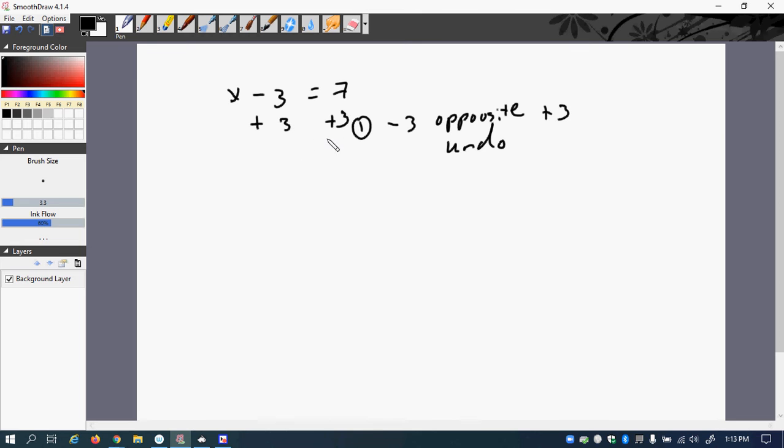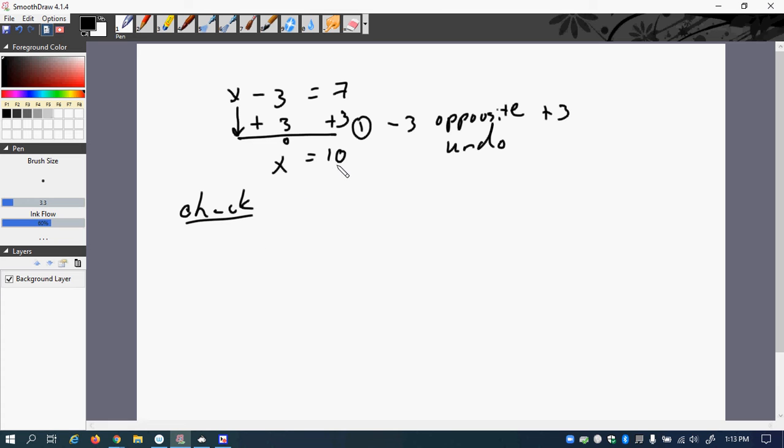Okay, let's look at a different problema. We have x minus 3 equal 7. Again, first step, we look at the negative 3. So negative 3, opposite is positive 3. So negative 3, opposite, or we say undo, is plus 3. So we do plus 3 to both sides. And so x comes down, but negative 3 plus 3 is 0. So 7 plus 3 is 10. So it's 10.